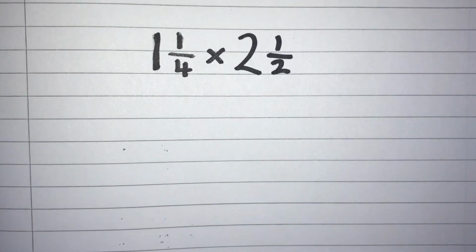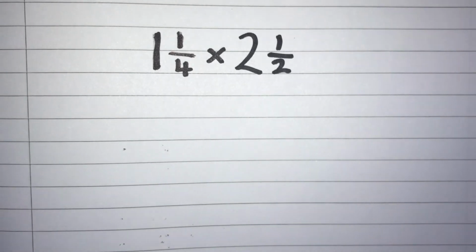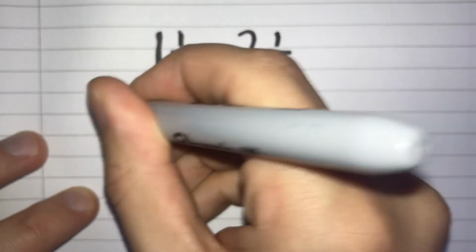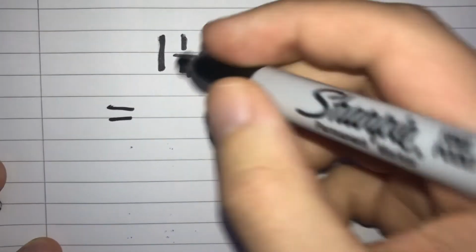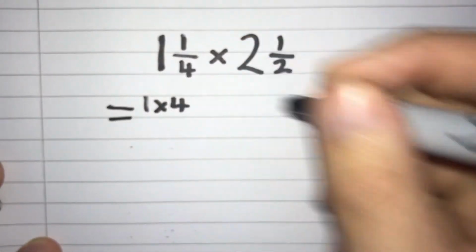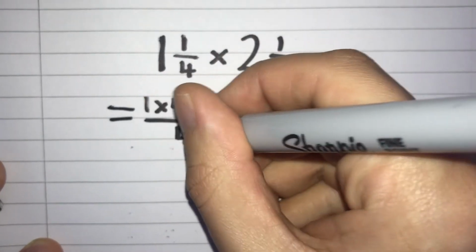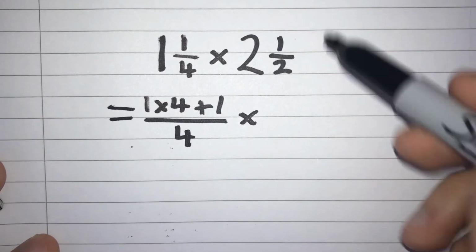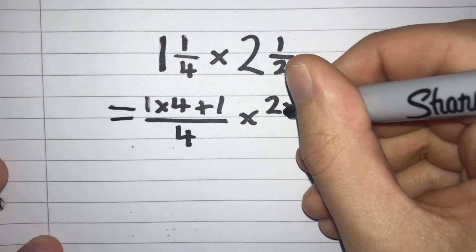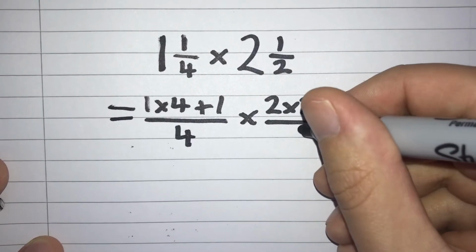In this example, you notice we've got two mixed numbers that we need to multiply together. We've got 1 and 1/4 multiplied by 2 and 1/2. So let's turn both of these mixed numbers into top-heavy fractions. First of all, this 1 and 1/4, well, that's one whole lot of 4/4. So we can have 1 multiplied by 4 and then add on the extra 1 that we've already got, all over our original denominator of 4. And then this 2 and 1/2, well, that's 2 whole lots of 2/2. So it's going to be 2 multiplied by 2 on the top, add on this 1 that we've already got, all over our original denominator of 2.